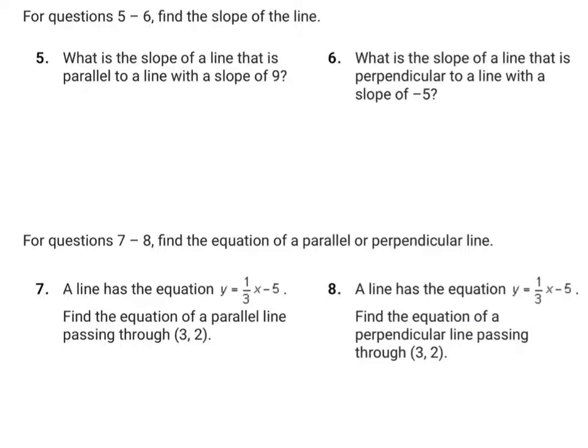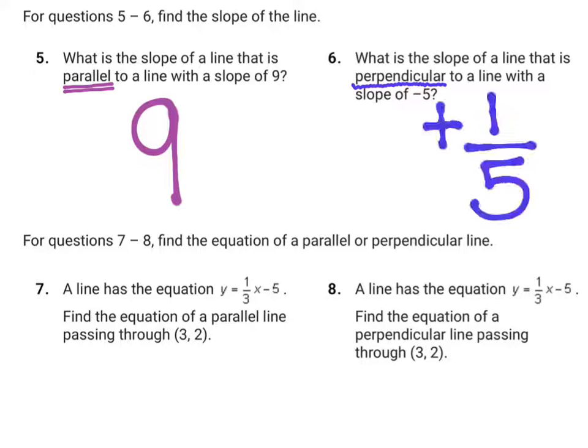We're saying, what is the slope of something that is parallel? Whoops, I'm sorry. I want to go back one there. When we say parallel, well, parallel has the same slope. So we're given the slope of 9, so the parallel line has a slope of 9. In problem number 6, we have perpendicular, and we're given the slope is negative 5, so the opposite reciprocal is positive 1/5.